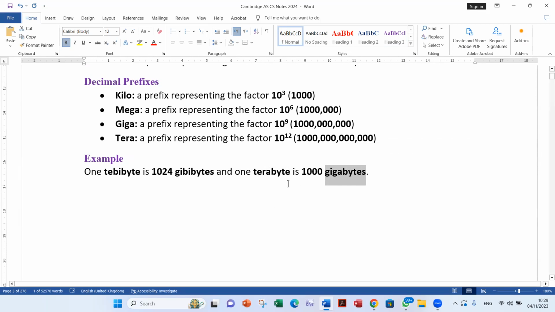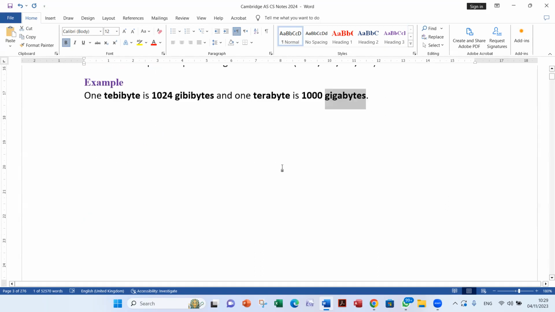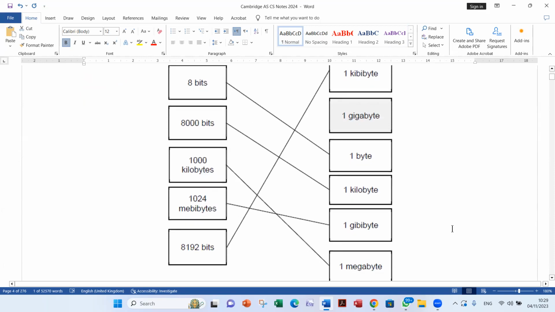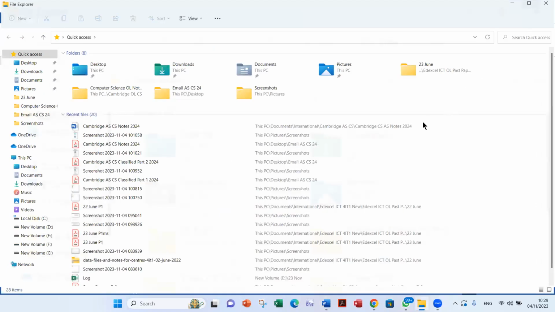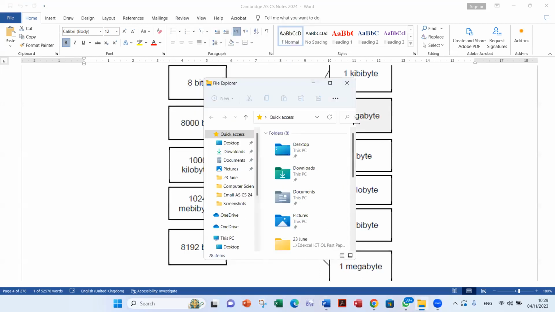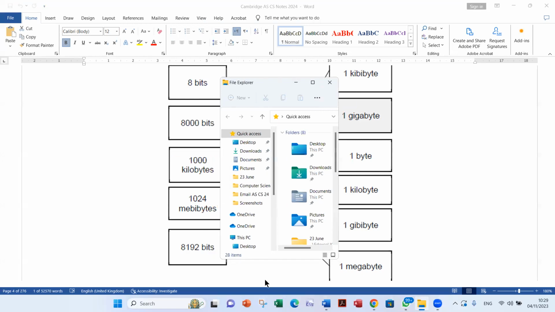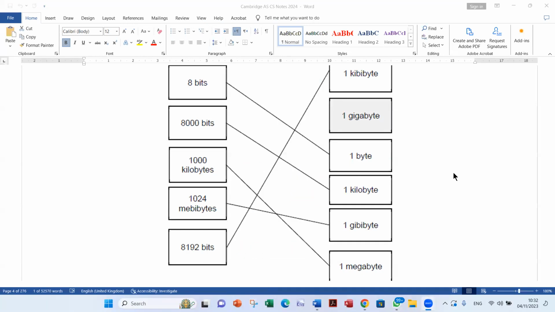Okay, so one scale is the decimal prefix and the other scale is the binary prefix. Please get familiar with this, and please take your time and try to answer this. Okay, I will try to hide the answers from you. Okay, take your time and try to join these. Okay, thank you so much for your attempt.